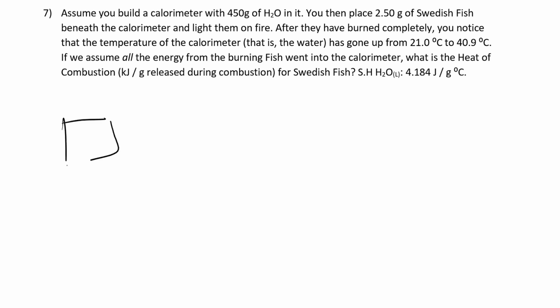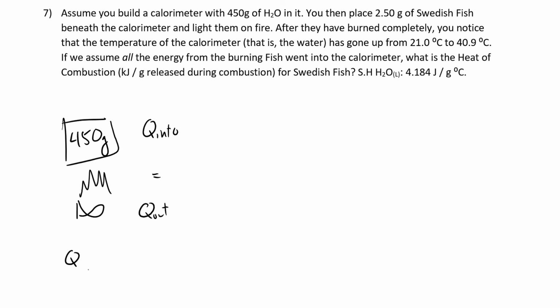I think it's valuable to draw a quick diagram here. We have 450 grams of water, and here's our Swedish fish burning beneath the water. What we're concerned with here is that the Q into the water is going to be equal to the Q out of the fish. We know the mass of the fish, so if we know the Q, or the energy that came out of the fish, and we can divide by the mass, we'll get units of kilojoules per gram, which will be the energy density for those fish.